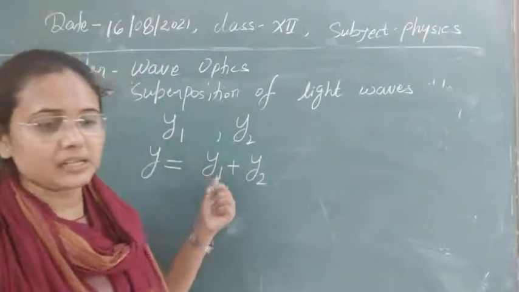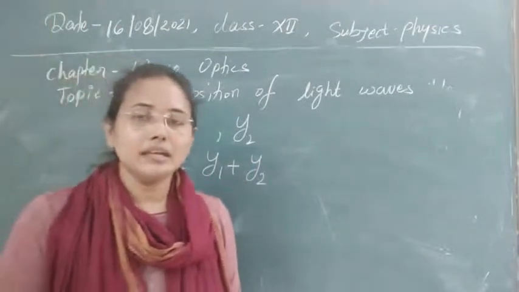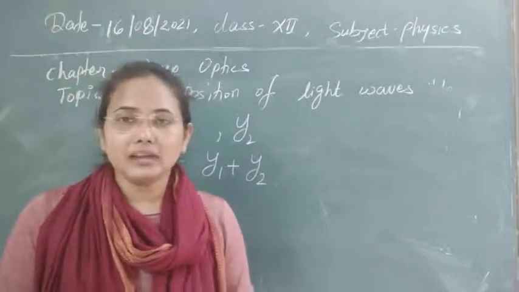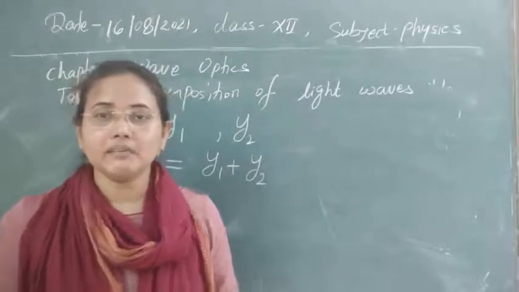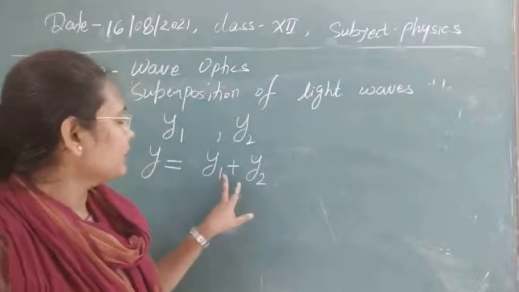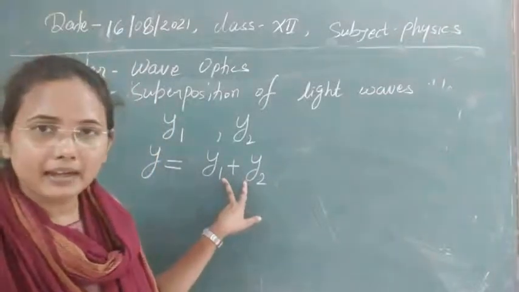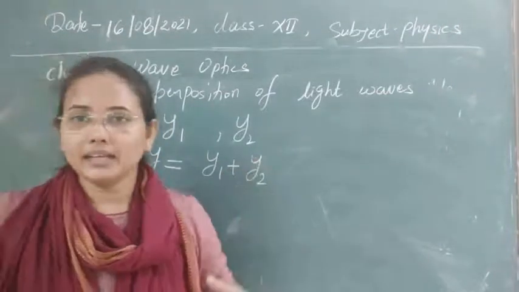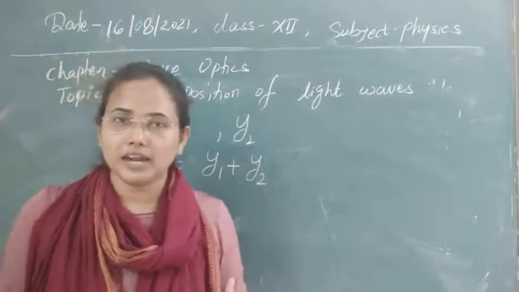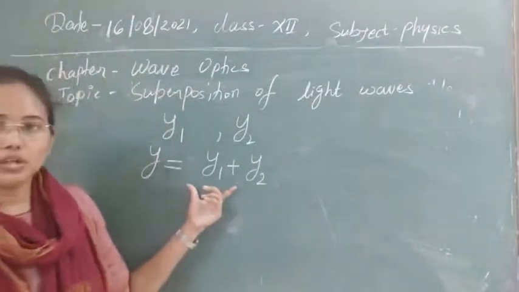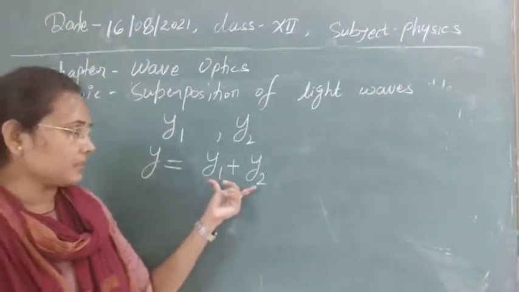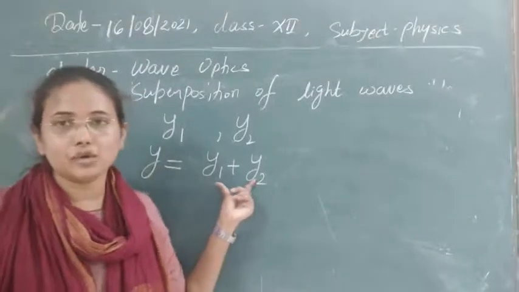Why am I saying algebraic sum? Because the two light waves can travel in different directions. Whenever they are traveling in the same direction, they will be added, and if they are traveling in different directions, then it will be subtracted. So here you also have to take into consideration the direction of propagation.